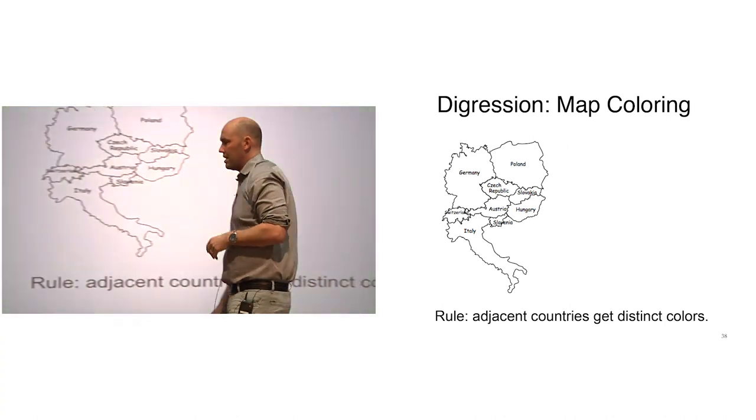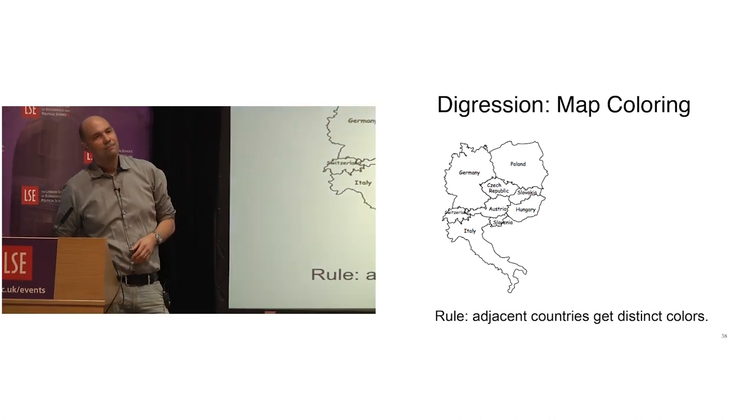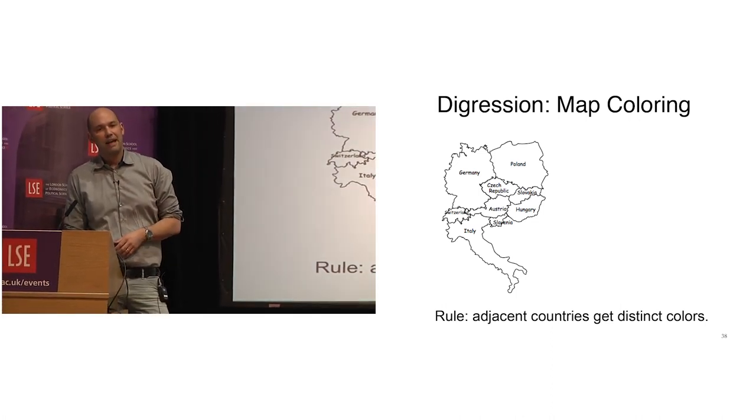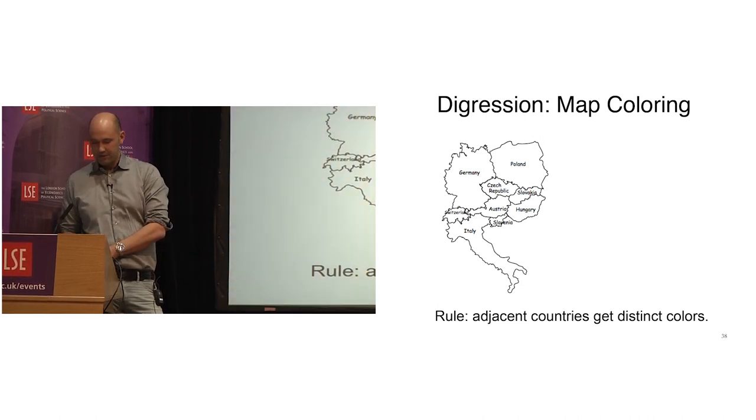So a more interesting question is, what about 3 colors? Do you think you could color these 9 countries red, green, and blue so that whenever 2 countries are adjacent, share a border, they get different colors? I'll let you think about that for a few seconds.